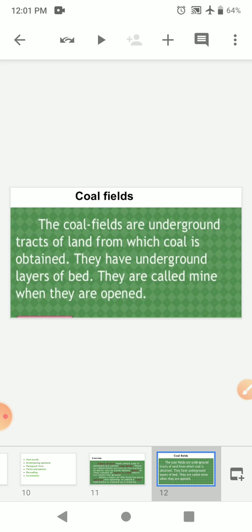The coal fields are underground tracts of land from which coal is obtained. They have underground layers of beds. They are called a mine when they are opened. So the title will be Coal Fields and the précis will be like this. It will be 1/3 of the exact text. Thank you.